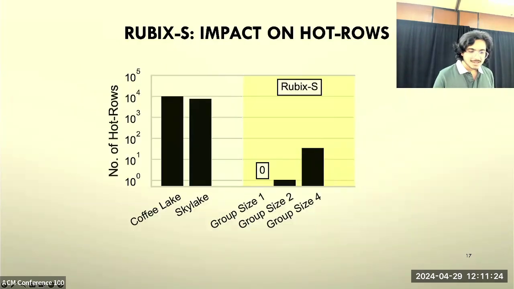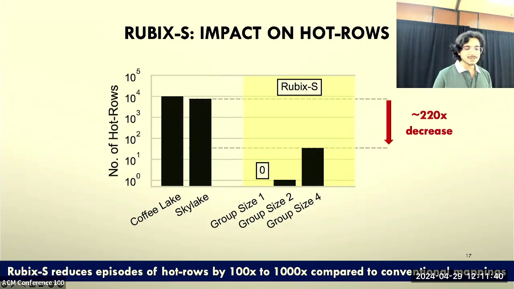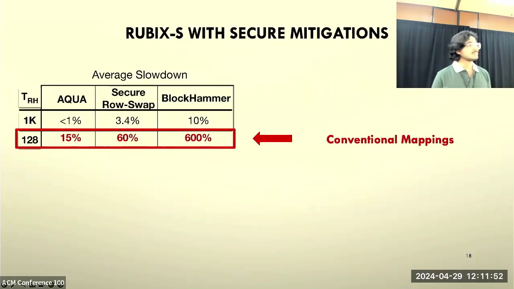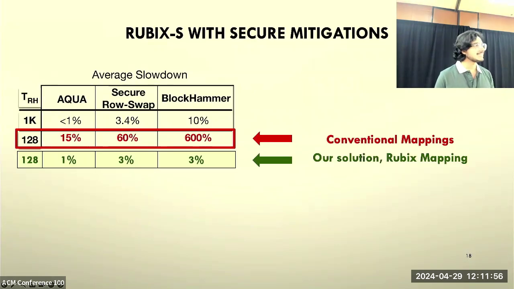So compared to typical memory mappings, Rubix reduces hot rows dramatically, right? On the left, there are almost 10,000 hot rows on average for these conventional mappings. And at a group size of 1, Rubix has virtually no hot rows. These are empirical results. Even for a group size of 2 or 4 lines, there are only a few tens of hot rows on average. This is a reduction of 2 to 3 orders of magnitude in the number of hot rows. And as mitigations are now invoked much less, the performance overhead of Rubix mapping is negligible.